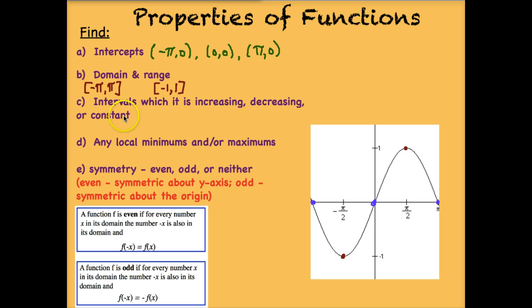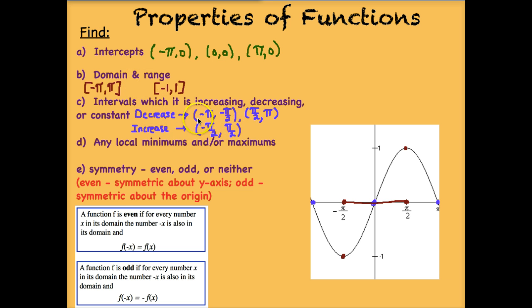Let's look at C, intervals, which is increasing, decreasing, or constant. What that really means is we're looking at our slope along our domain. So between negative pi here and negative pi over 2, what is our function doing? Well, our function is decreasing. And then from negative pi over 2 all the way over here to positive pi over 2, our function is increasing. And then once again we have a decrease from pi over 2 to pi. So let's write out those intervals.